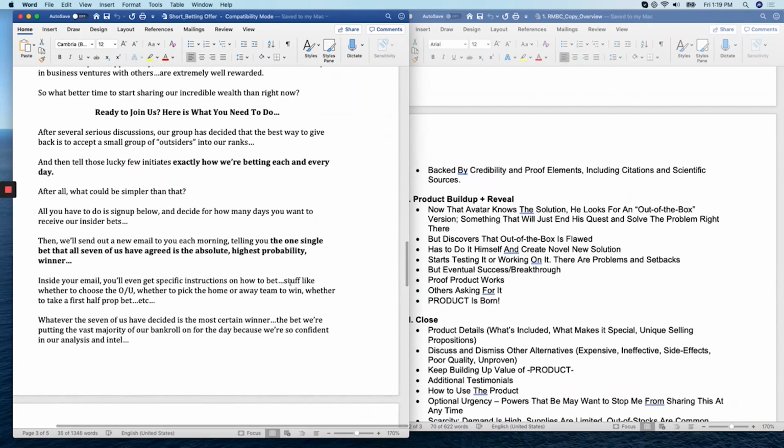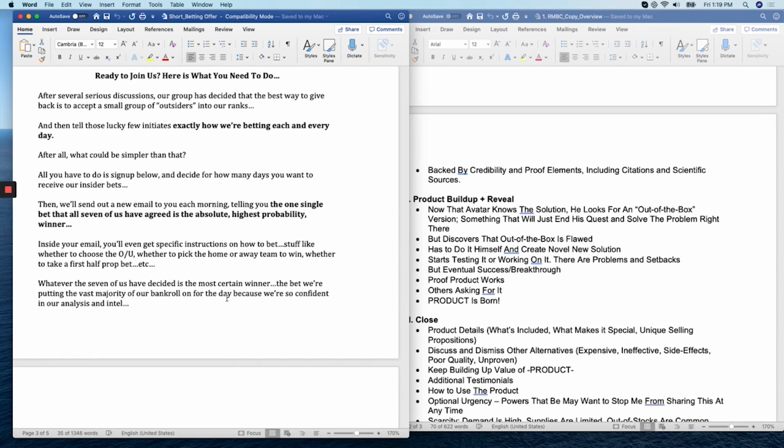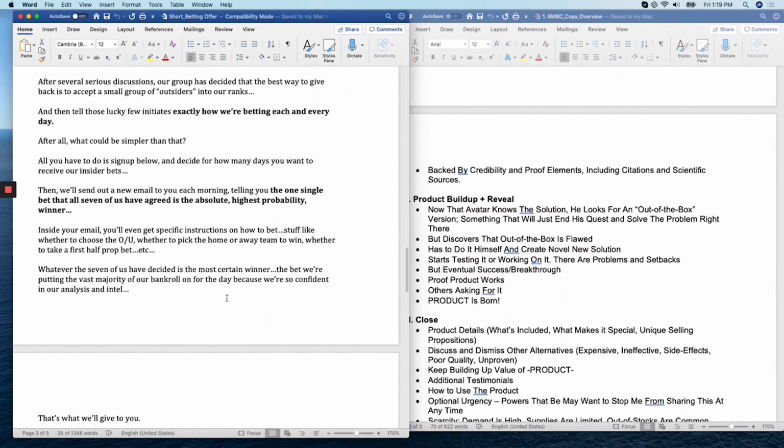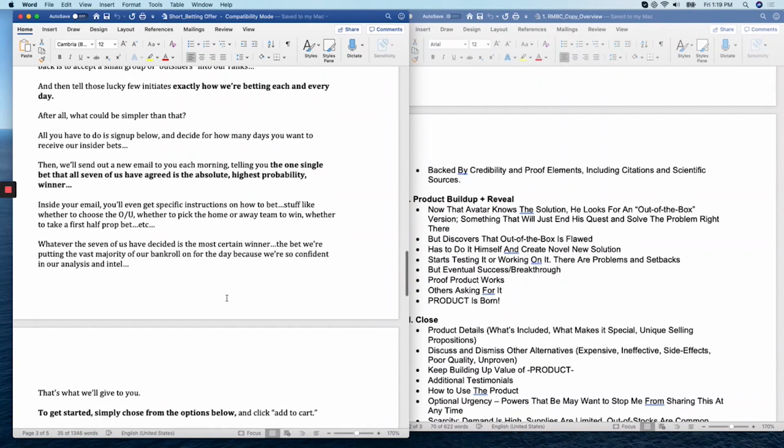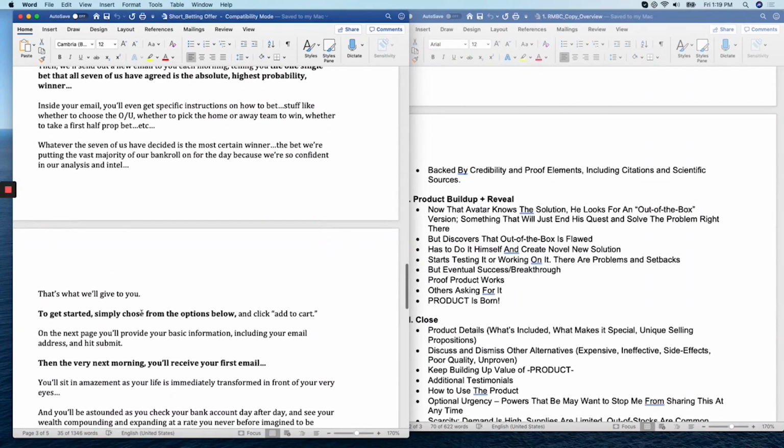Inside your email, you'll even get specific instructions on how to bet, stuff like whether to choose the over-under, whether to pick the home or away team to win, whether to take the first half, prop bet, etc. Whatever the 7 of us have decided is the most certain winner, the bet we're putting the vast majority of our bankroll on for that day because we're so confident in our analysis and intel, that's what we'll give you. To get started, simply choose from the options below and click Add to Cart.